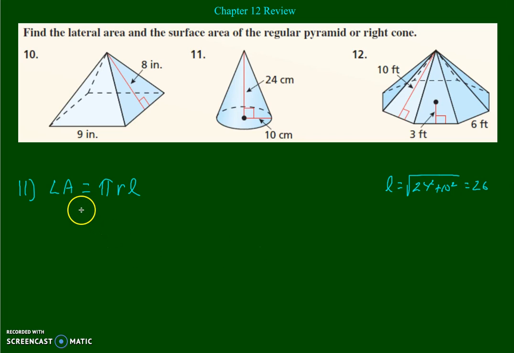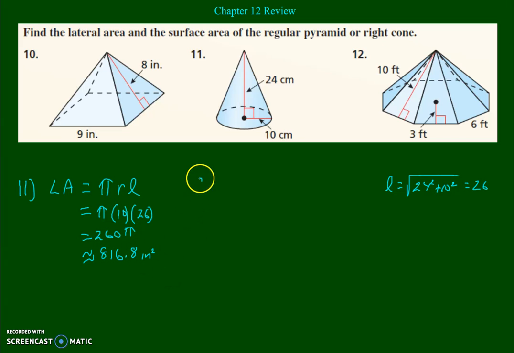So let's go ahead and put our values in. That's pi, r is 10, and slant height is 26. That gives us 260 pi, which is approximately 816.8, and that's going to be square inches.